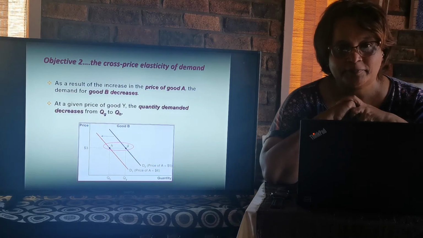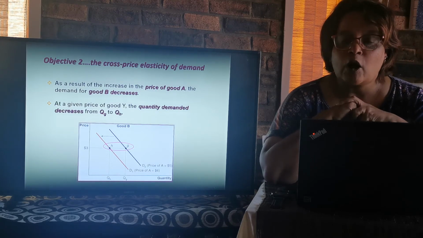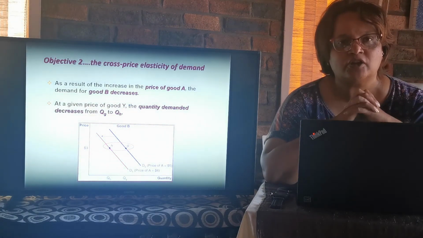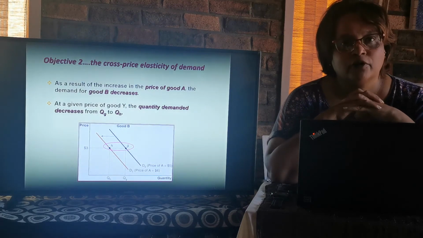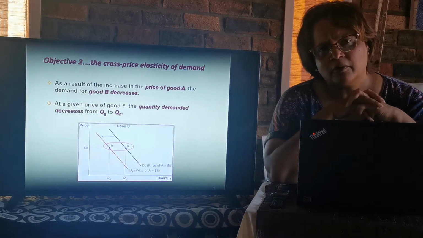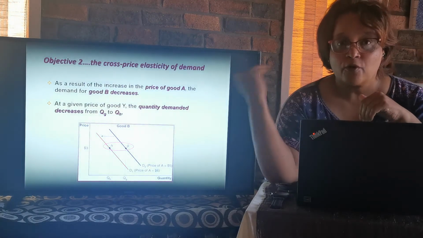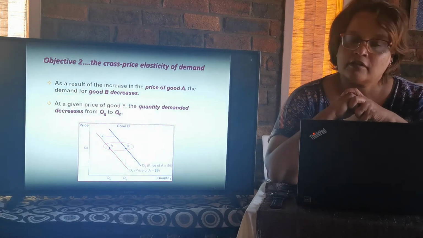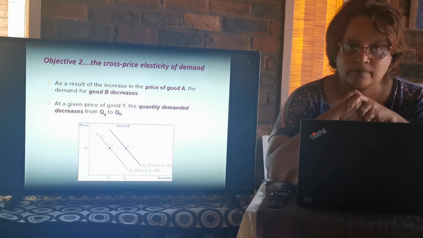Let it sink in. Complementary goods. Goods that go together. You will not want to drink your coffee without a donut. If the price of the coffee goes up, are you going to go buy donuts? No. So the demand will decrease for the complementary good because of the price that is increasing of the other good.